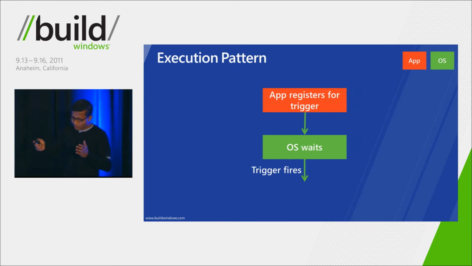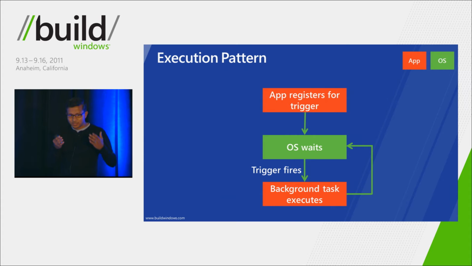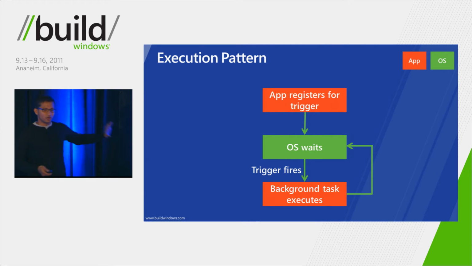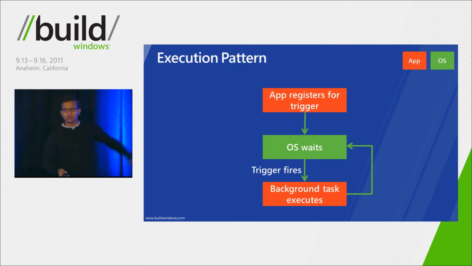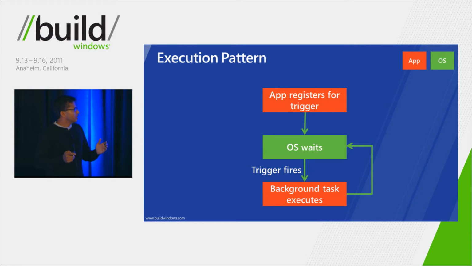Now, once the trigger fires, it's again your chance. This is where you tell, here's my background task, here's this snippet of code, and I want to run this code. So we'll see how you're going to specify a trigger and how you're going to specify a background task. Pretty much, this is what the execution pattern is for writing a background task, irrespective of the trigger API that you're using. Okay?